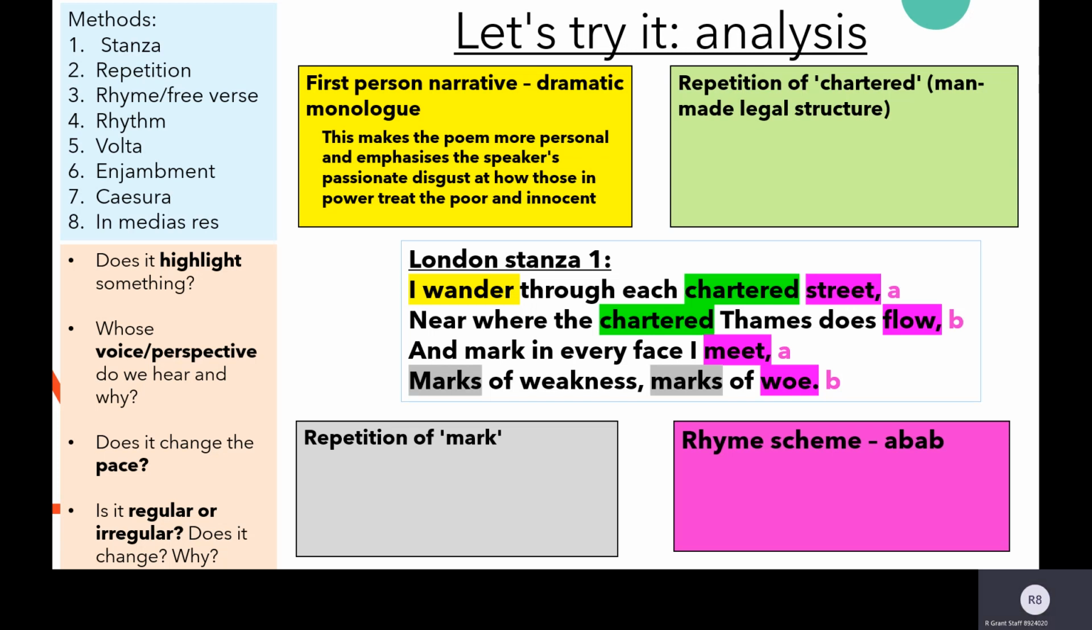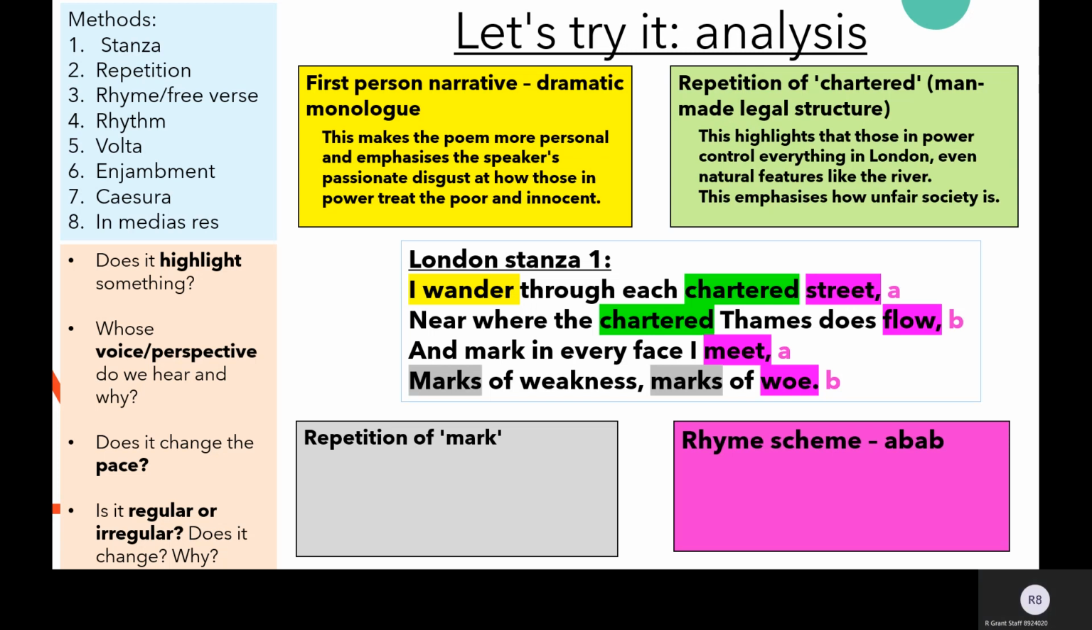Next, we'll think about the repetition of chartered, which basically means owned by man or a man-made construction. So a good one for repetition is to question, does it highlight something? And I think that the repetition of chartered is kind of emphasizing that everything is owned or controlled by man. So I've put for this one, this highlights that those in power control everything in London, even natural features like the river. This emphasizes how unfair society is.